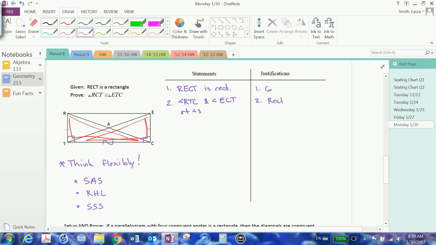So what did I say? RHL. So I'm going to start with angle RTC and angle ECT are right angles. Because in a rectangle, all the angles are right angles.